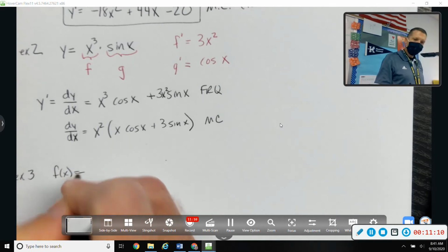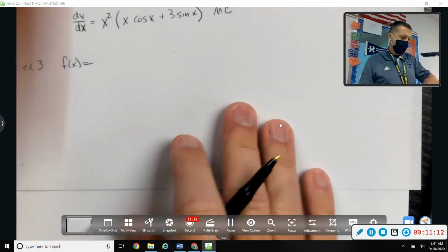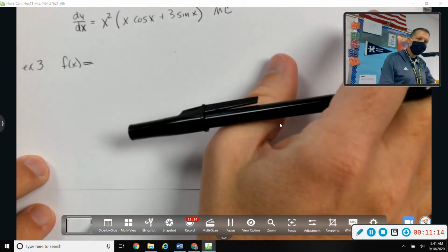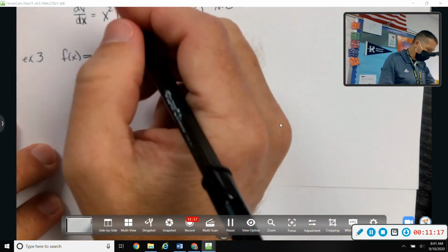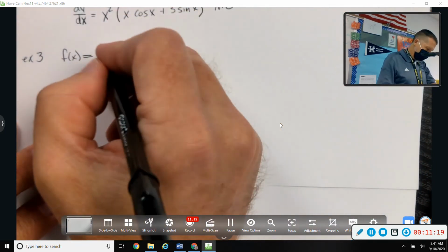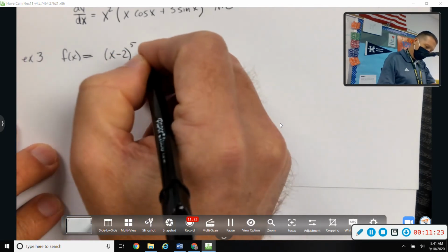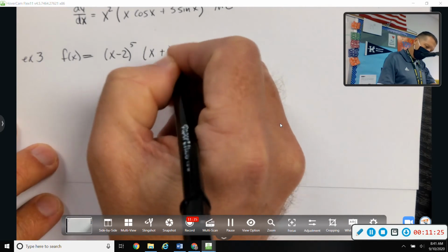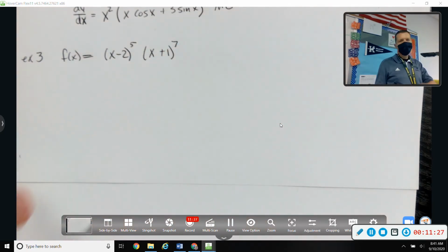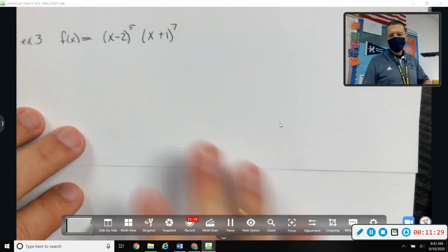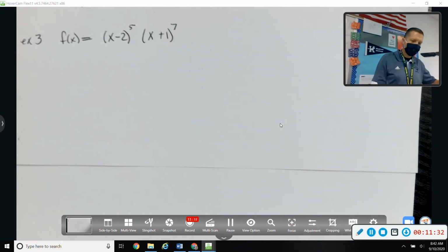f of x equals, this one's going to get kind of ugly, more for the algebra than the calculus. x minus 2 to the 5th times x plus 1 to the 7th. Nobody wants to do that. That's terrible looking.